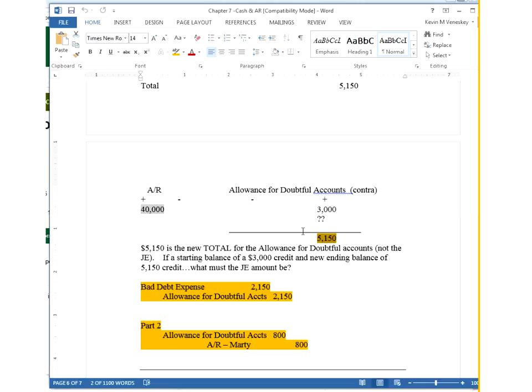So if you combine these two, it'd be $34,850. And then if I would have taken 800 here, taken 800 here, get two new totals, and then combine them, it would still be the same $34,850. Because all this did is just moved two numbers from the same family of accounts, just switching them around.